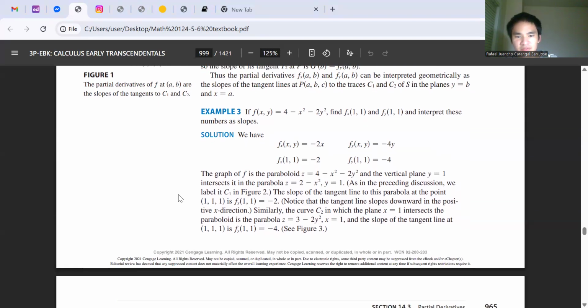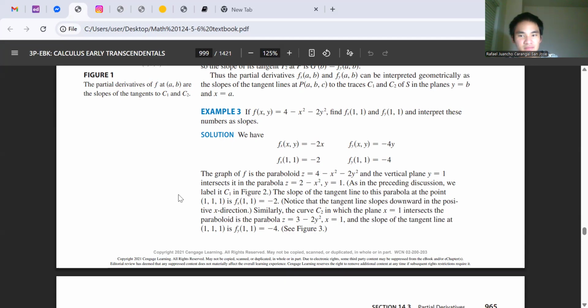And interpret these numbers. So the numbers that we get, we interpret them as slopes. All right, let's start. So first we have to take the partial derivative at f sub x, right?